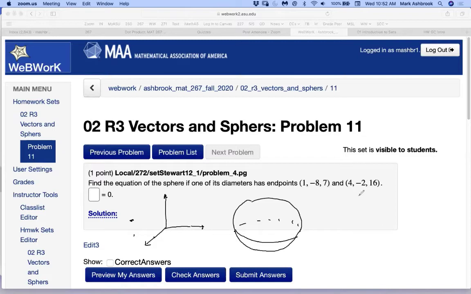And then 4, negative 2 is also. So those are both in the fourth octant, and I did not draw these accurately, but I'm just kind of doing it. So we have this diameter for a sphere in the fourth octant. So what do we need to write the equation of the sphere? We need the center and the radius.